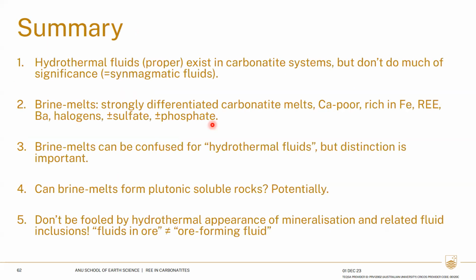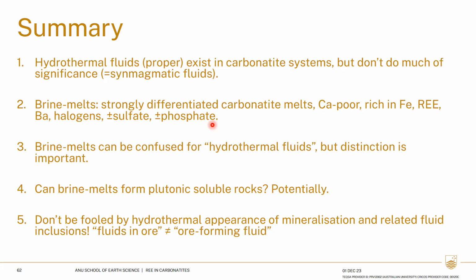So that's all. As a summary, because it was a long talk with many things, some of the important points. Yes, we have hydrothermal fluids in carbonatite systems. They don't do much. They take some sodium, and that's about it. Brine melts, a name that I adopted from the literature: we just take a carbonatite and continuously fractionate it. You lose the calcium to calcite and some dolomite, and then you have all of the other things: iron, rare earth elements, barium, and more.